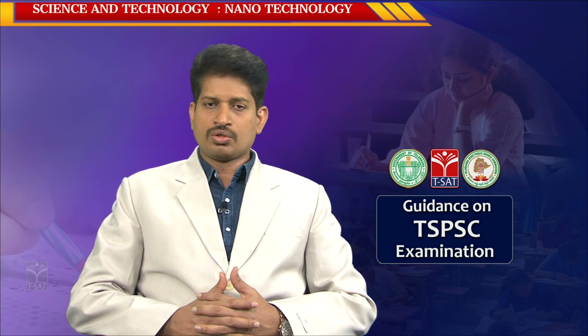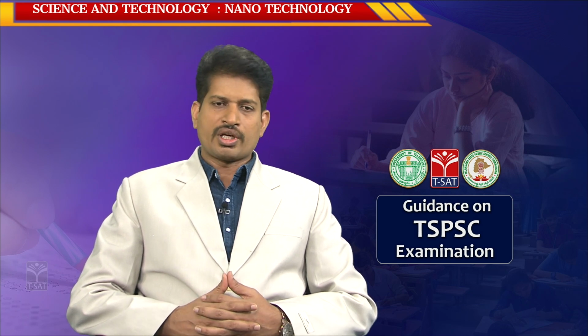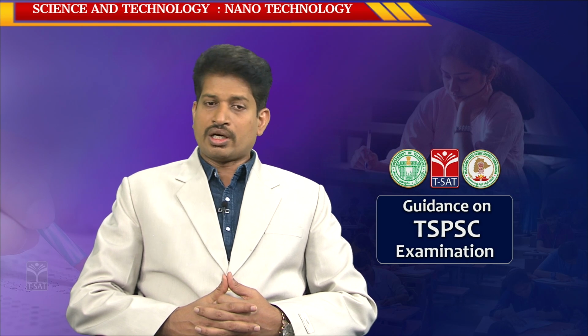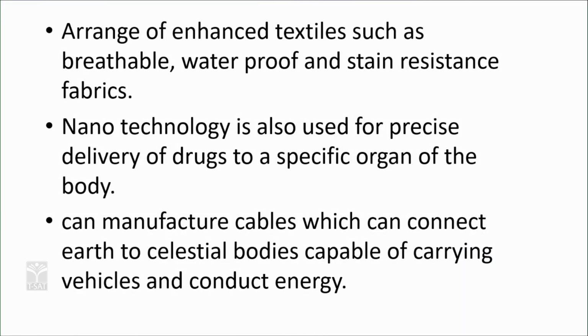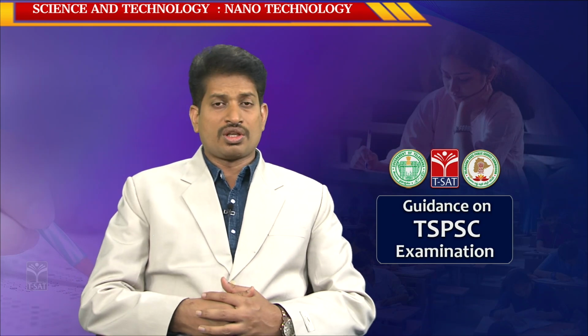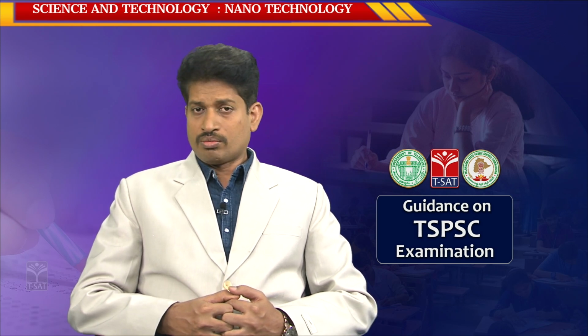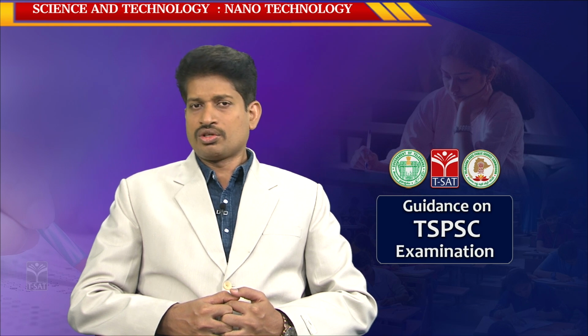Nanotechnology is also used for precise delivery of drugs to specific organs. With Buckminster Fuller, you can manufacture cables which can connect earth to celestial bodies, capable of carrying vehicles and conducting energy. So, in future we will be connecting a cable elevator to the moon. You need not go with a rocket always. You can develop structures, cables connecting to celestial bodies like the moon, so that traveling to the moon becomes very easy through an elevator, and transporting essential resources from the moon, which has very valuable minerals, to earth becomes easy with the nano cables.